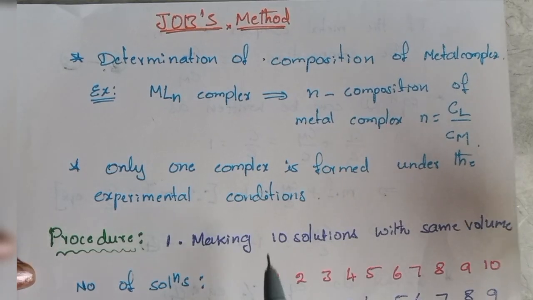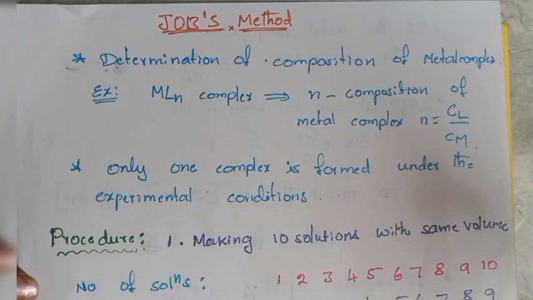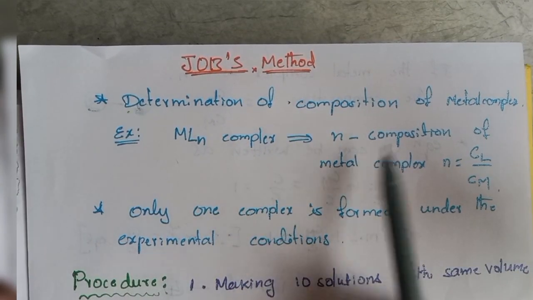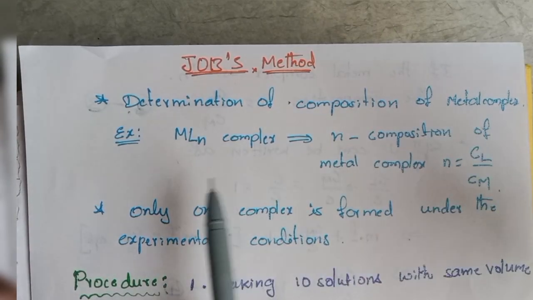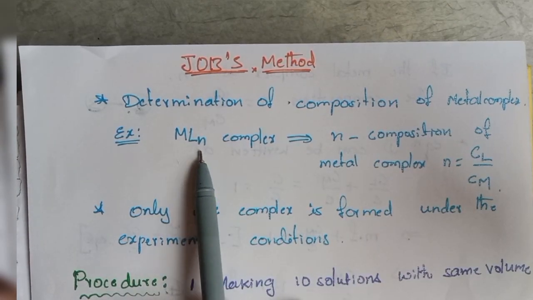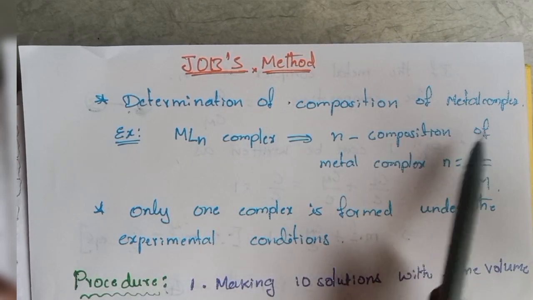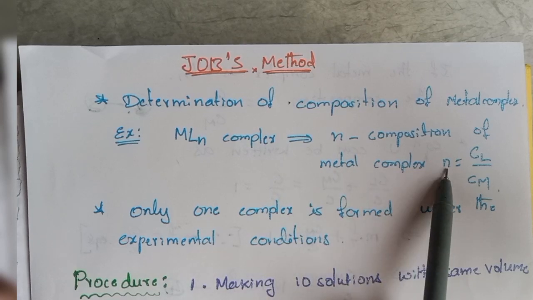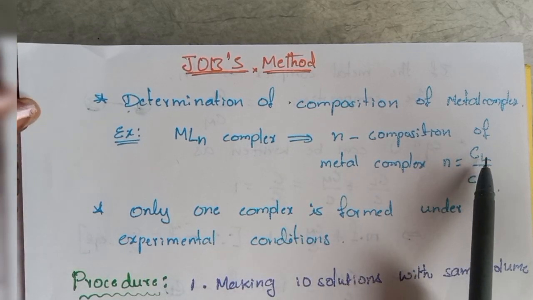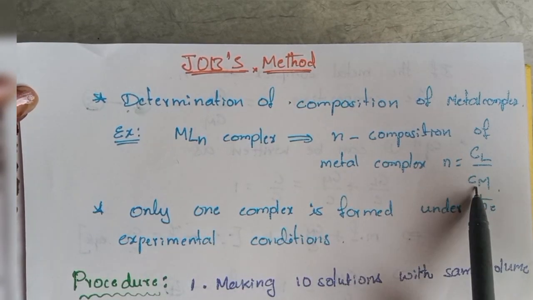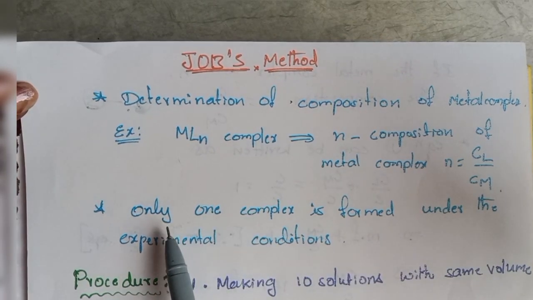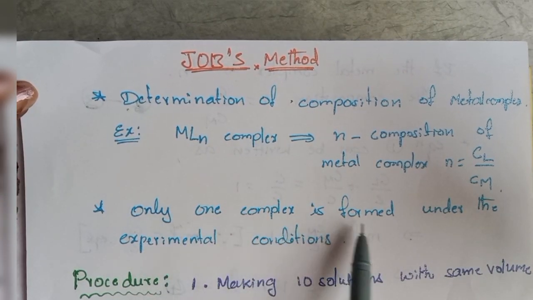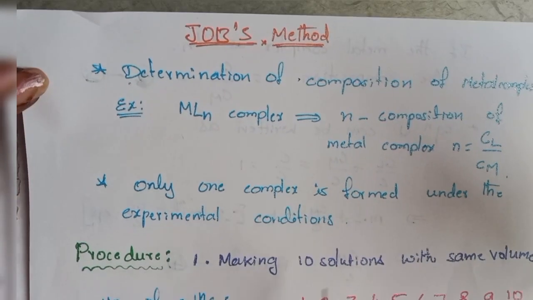To discuss the Job's method. By using this method, we're going to determine the composition of the metal complex. If we consider the metal complex MLn, n will be the composition of the metal complex and can be given by the ratio of concentration of the ligand and concentration of the metal ion. And this method can be used only if one complex is formed under the experimental condition.